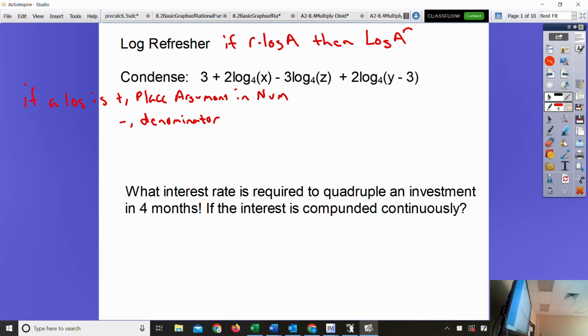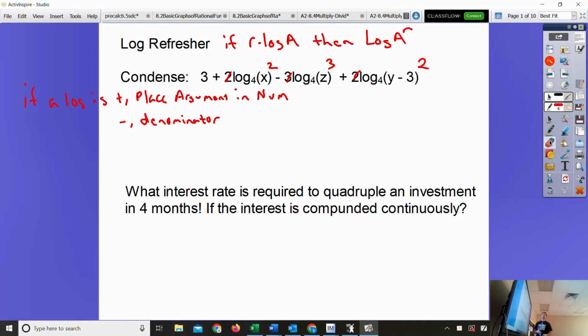Three of those pieces are really easy to fix to get ready. You got a 2 log base 4 of x. Where's the 2 go? So any numbers in front of an existing logarithm you can move pretty quick, just by following that property up there. That's going to become an x squared, a z cubed, and a y minus 3 all squared.